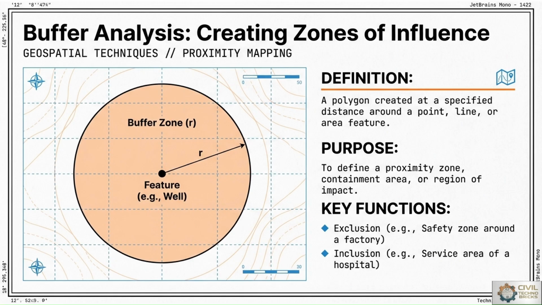The characteristics of buffer analysis include that it is based on the distance and on the elevations of the features. Buffers can be single or multiple with reference to their rings or radius. From a civil engineering point of view, it is used for environmental protection zones, road safety, planning and utility management. The key functions are exclusive and inclusive. For example, an exclusive safety zone around a factory and an inclusive service area of a hospital.